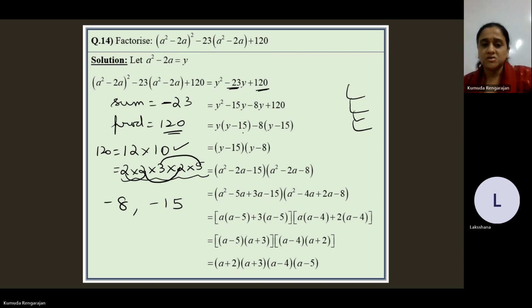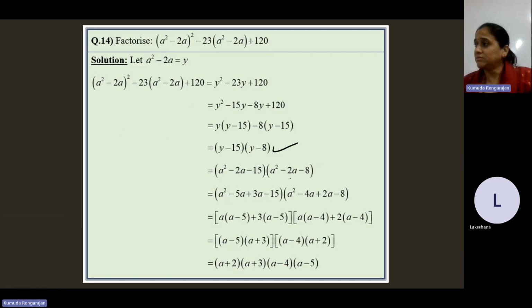So split the middle term: minus 15y minus 8y, or minus 8y minus 15y, and then you know these steps till here. After splitting the middle term, replace. What is y? y is a squared minus 2a. Put it back.